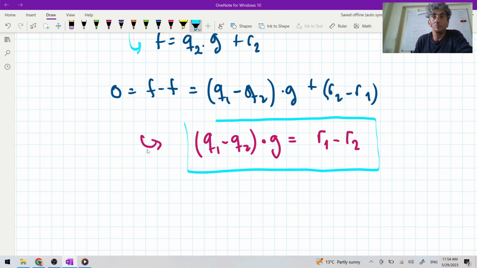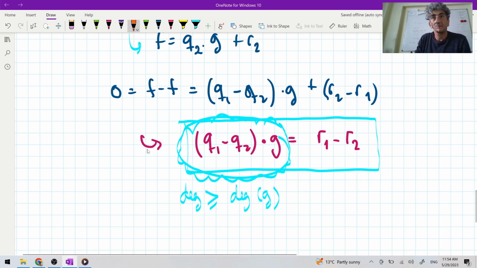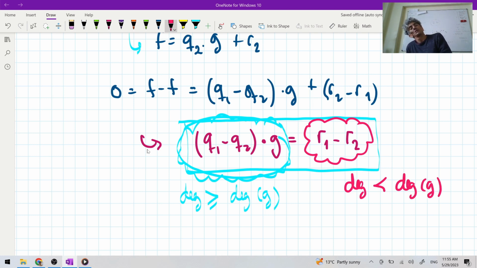But this has a problem, right? So what we know from this is that this product has degree greater than or equal to the degree of G. So this has at least the degree of G. And at the same time, this side of the equation has a degree strictly less than the degree of G. Okay? So there cannot be different pairs. The only way that this equality can hold is that both sides are minus infinity.